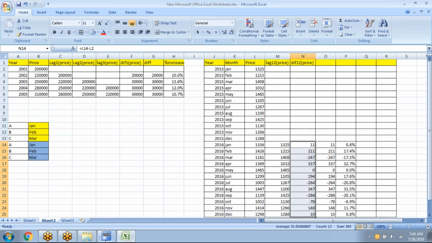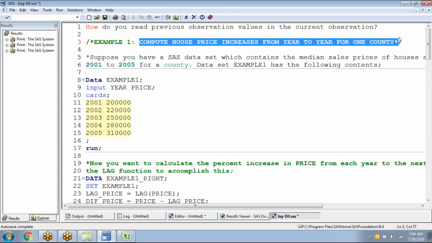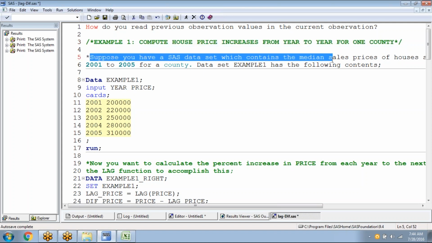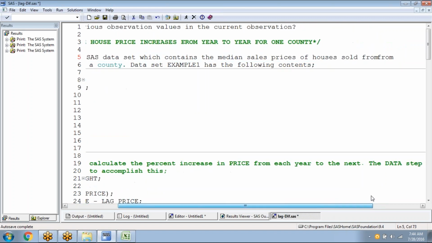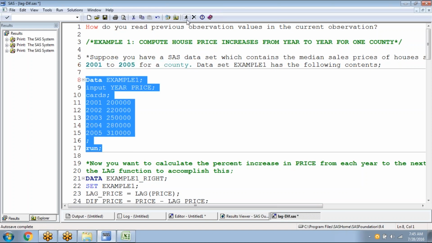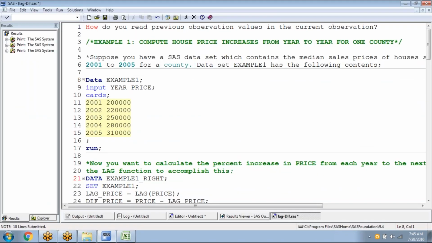So let's see it practically in SAS. The example 1. So compute house price increases from year to year for one county. Suppose you have a SAS data set which contains the median sale prices of houses sold from 2001 to 2005 for a county, and this is the example data set 1. Now how do you count all these things? How do you do calculations? All these calculations, whatever we have seen in Excel. Simple, it's very simple.